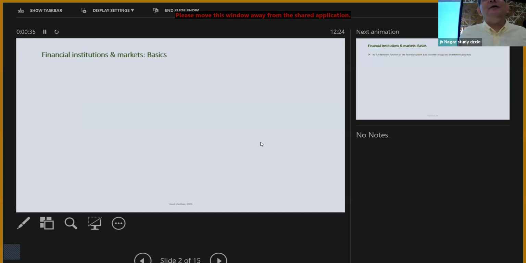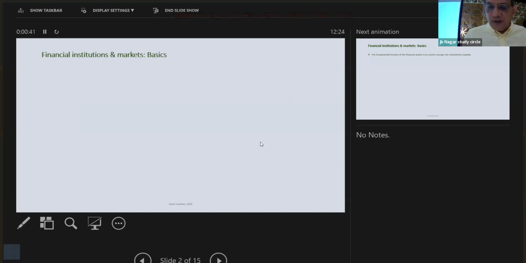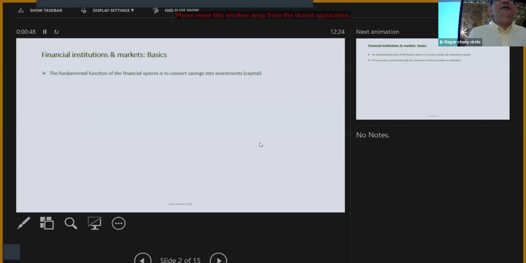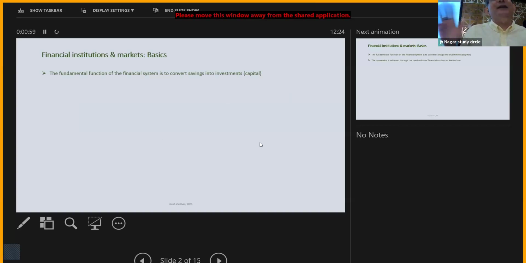Now, I start with how we see the role of the financial system in any economy, taking the broadest possible view. What does the financial system do? The fundamental role of the financial system is to convert savings into capital. Whether it's banks, insurance companies, or mutual funds, their fundamental role is to take savings from people or firms, and then convert it into investable capital, either equity capital or debt capital. That's the fundamental role of the financial system, right? In any economy, not just India, anywhere in the world.